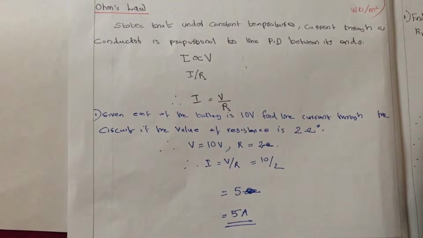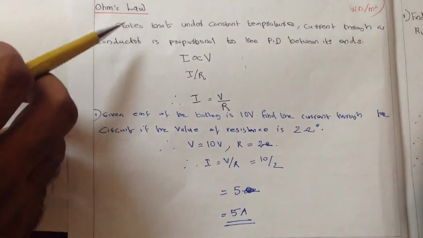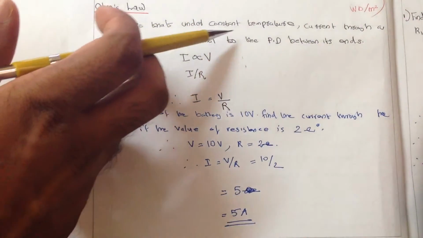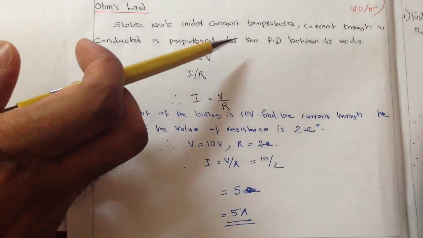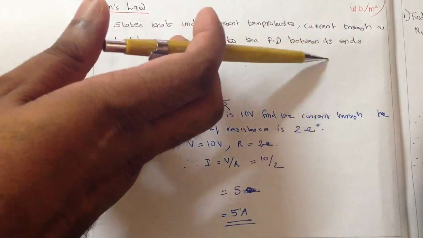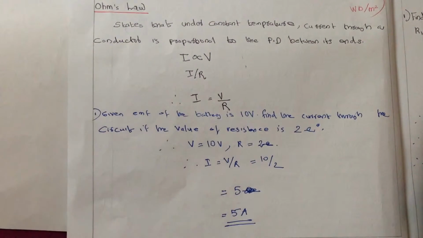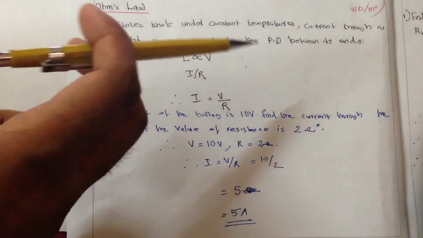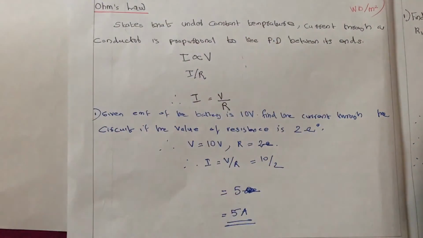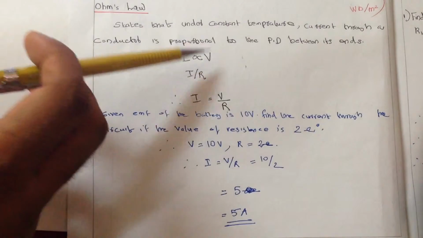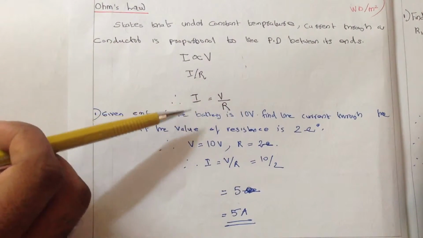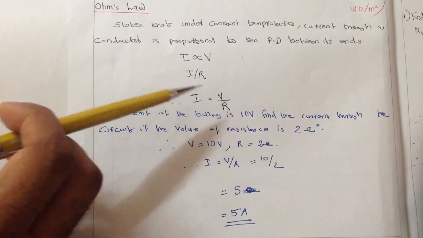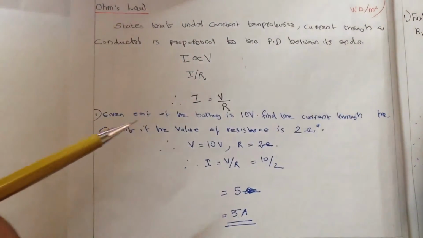So from the start, Ohm's law states that under constant temperature, the current through a conductor is proportional to the potential difference between its ends. I is proportional to V. Current is proportional to voltage, and I is equal to V by R. And I will explain it more clearly.